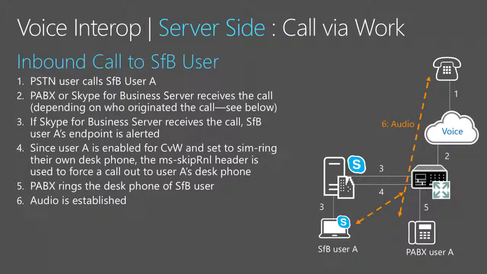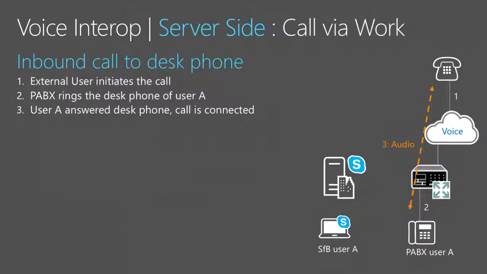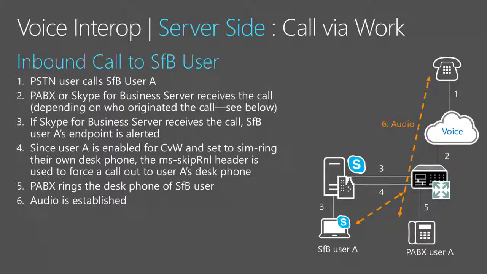What can actually be done also, call via work can also be configured as incoming. It's not just the outgoing case. So if a call is coming in externally, and again, remember, it has to, in some way, reach Skype for Business. As I showed you in this slide, if a call comes directly and hits your PBX, we're not going to see that instance. But if a call is coming in and is routed to Skype for Business in some way, the same routine repeats itself.